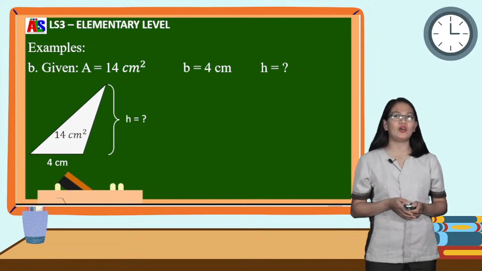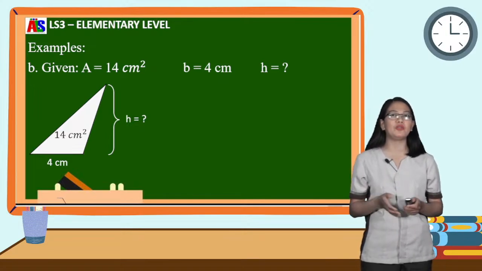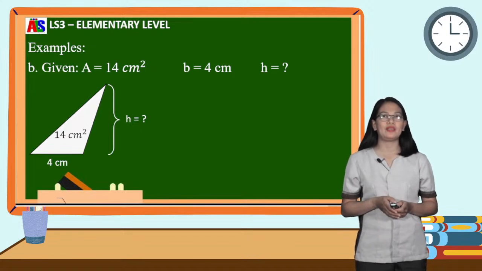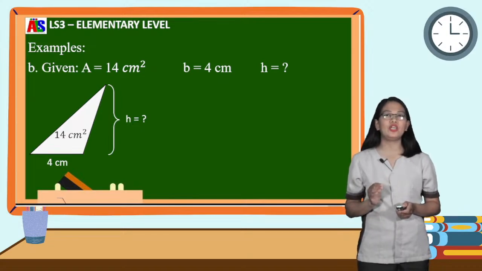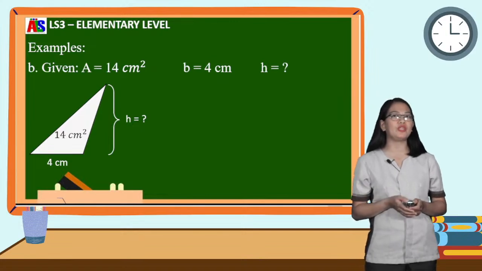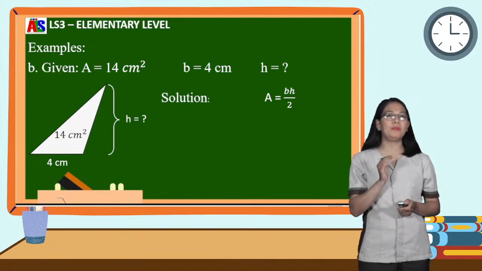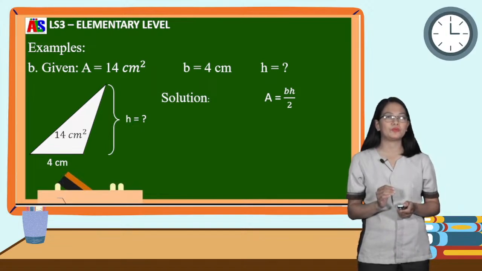Don't be afraid, okay? Just because the area is given and the height is unknown, matatakot na kayo? Don't be, okay? And there's no need for you to memorize other formulas. What's important is you know the general formula. And what is the general formula in solving for the area of a triangle? That is, of course, A is equal to bh all over 2.